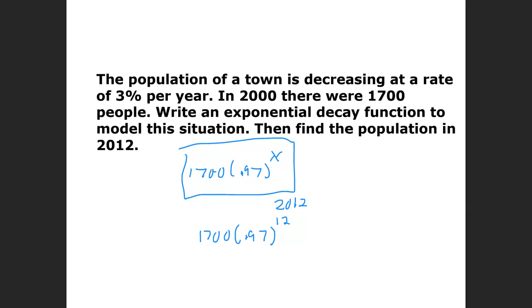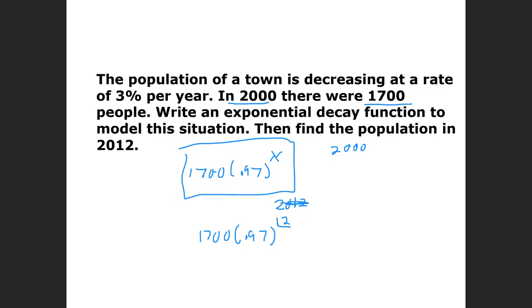There you go. It tells us that in 2000, there were 1,700 people here. So my equation is written in the year 2000, okay? So that is where it starts, because they told us there were 1,700 people in the year 2000. So what is the population in 2012? Well, that's only 12 years away. So that's why Allison put down 12 there.